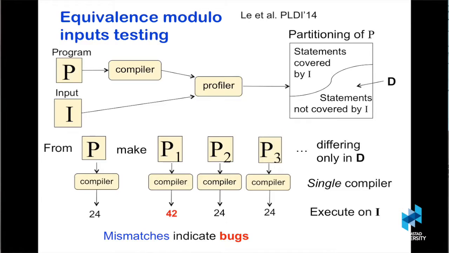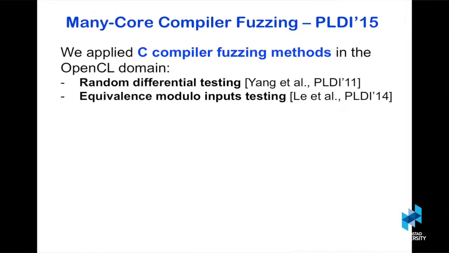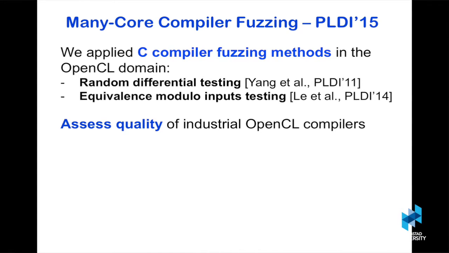Okay, so this is an example of something called metamorphic testing, which I'll come to in a second. So what we did at last year's PLDI is we took these random differential testing and metamorphic and equivalence modular inputs testing ideas, and we wanted to apply them to testing OpenCL compilers for the GPU programming language OpenCL.